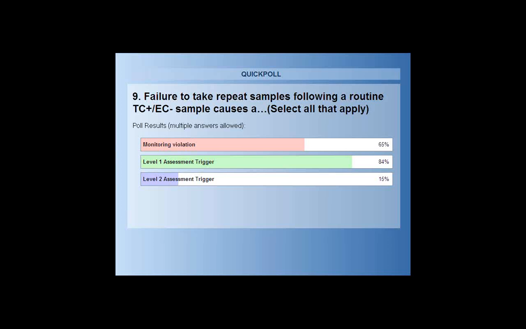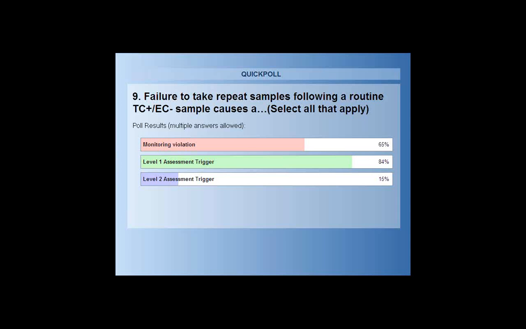So many of you have said this is quite interesting. Either a monitoring violation, about 65% of attendees voted for that. Others said a level 1 assessment trigger, and then a few others said a level 2 assessment trigger.